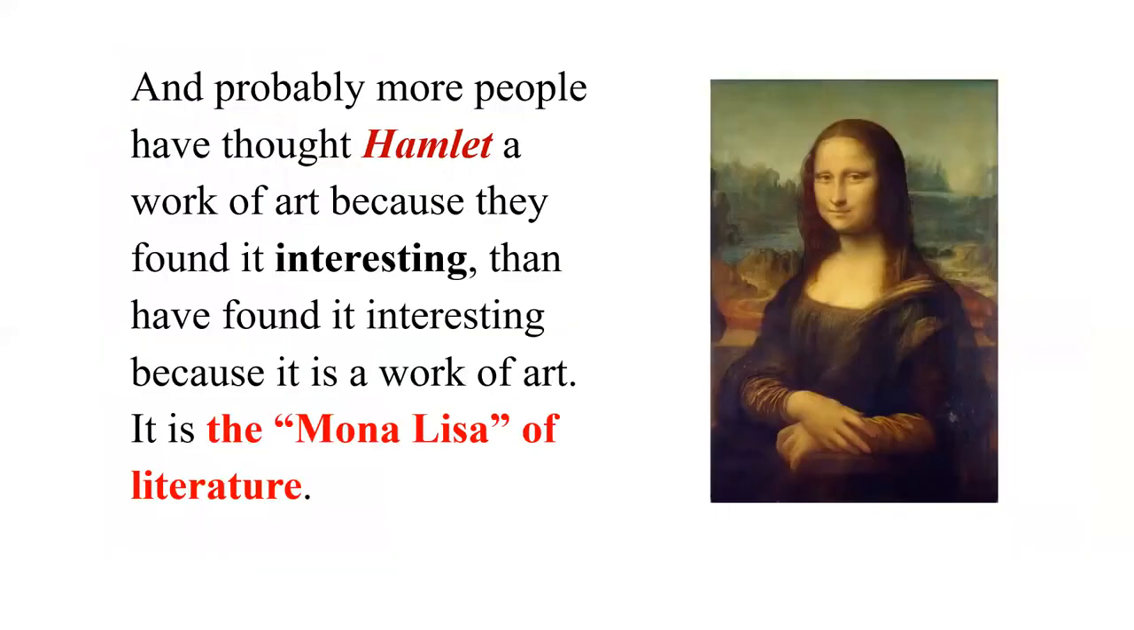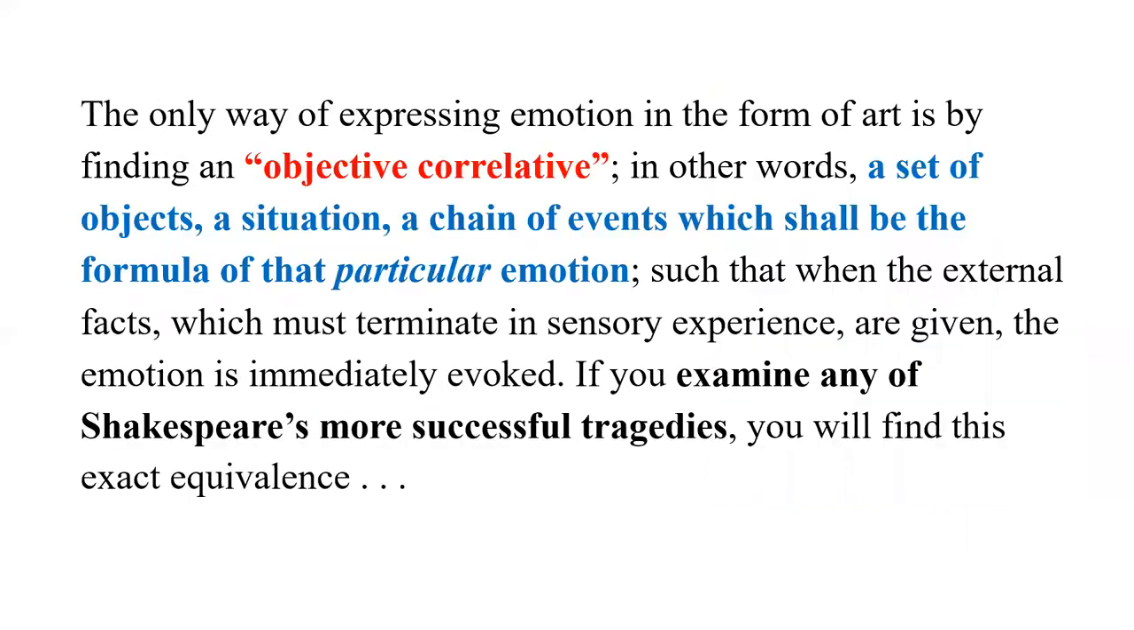Then let's go. Another famous statement by T.S. Eliot: Hamlet is the Mona Lisa of literature. Why? It is tough to interpret Mona Lisa's smile. Similarly, it is tough to interpret Hamlet's madness and why he procrastinates, why he postpones taking revenge. And that is the puzzle we are yet to solve. So Hamlet is the Mona Lisa of literature. And it is in this context that he uses the term objective correlative.